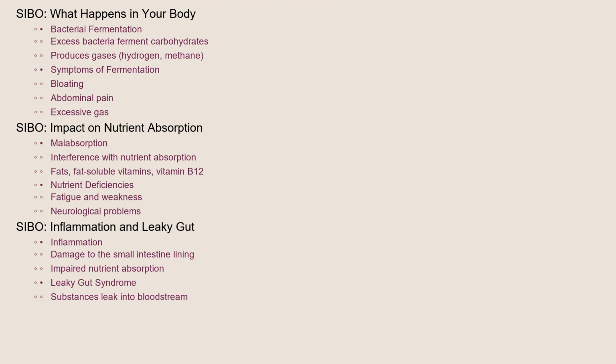Let's talk about what happens inside your body when SIBO takes hold. The excess bacteria in the small intestine start to ferment carbohydrates, including sugars and starches, which results in the production of gases like hydrogen and methane. This fermentation process leads to bloating, abdominal pain, and excessive gas. Furthermore, these bacteria can interfere with the absorption of nutrients, particularly fats and fat-soluble vitamins, as well as vitamin B12.